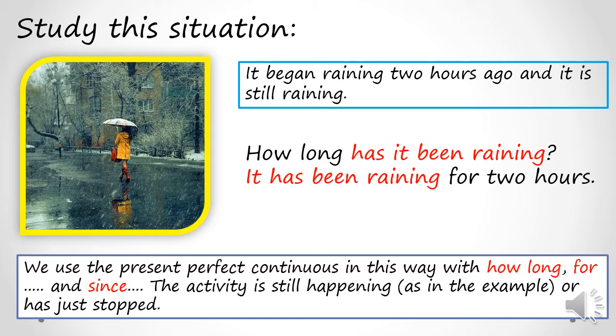We use the present perfect continuous in this way with how long, for, and since. The activity is still happening, as in the example, or has just stopped. In this situation, the activity is still happening. It is still raining.